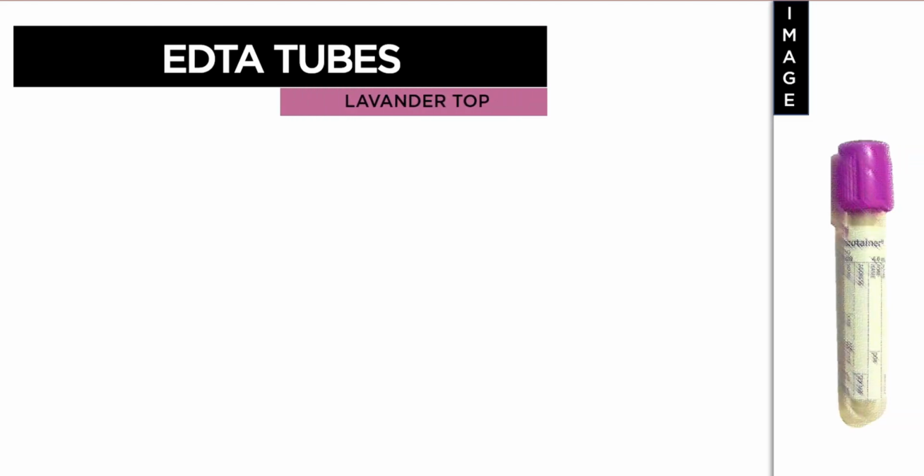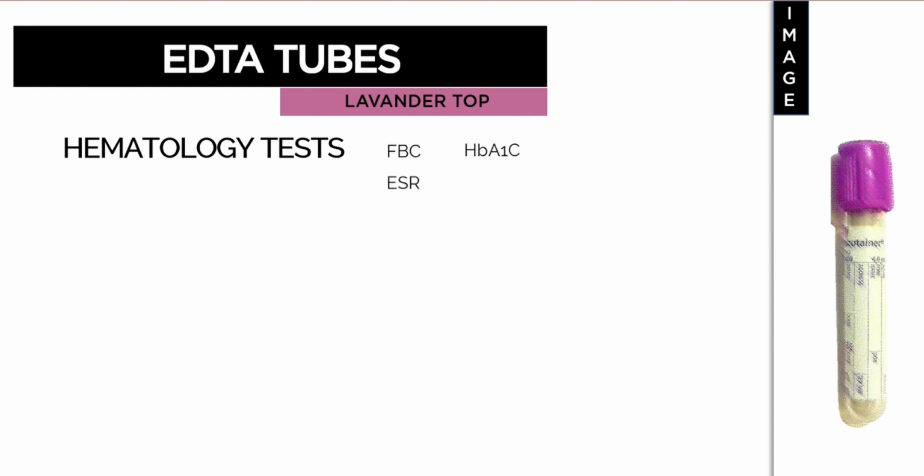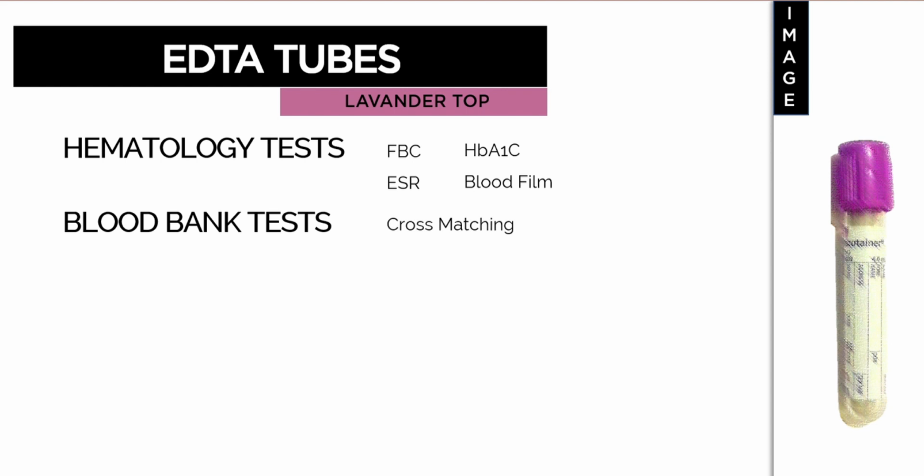The next one are the EDTA tubes. There are two types of EDTA tubes. The first one has a lavender top. Here's an image. It is generally used for hematology tests where whole blood is required for analysis. Some of these tests include full blood count or FBC, erythrocyte sedimentation rate or ESR, HbA1c, blood film, and more. Moreover, it is also used in blood bank tests, such as cross-matching. It has ethylene diamine tetraacetic acid or the EDTA as an additive. After collection, it has to be inverted 8 to 10 times.